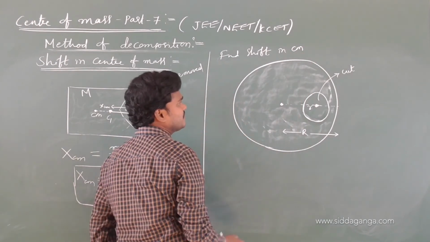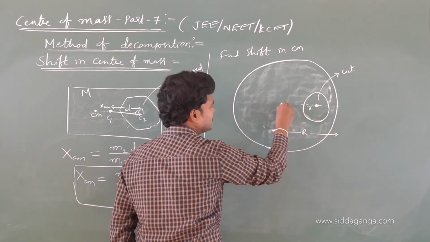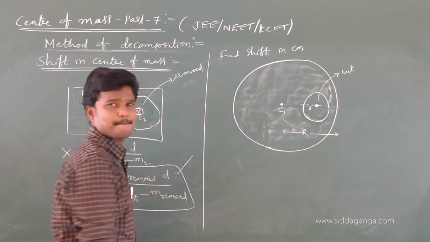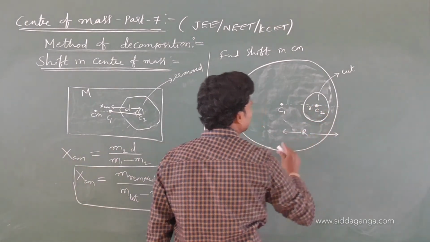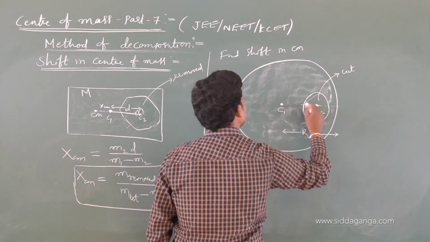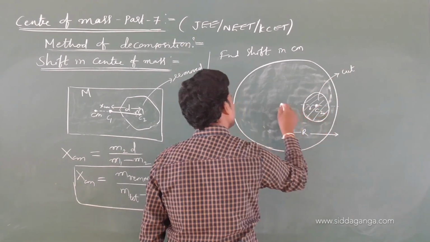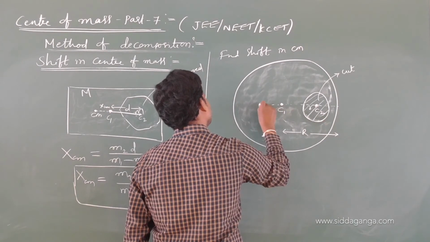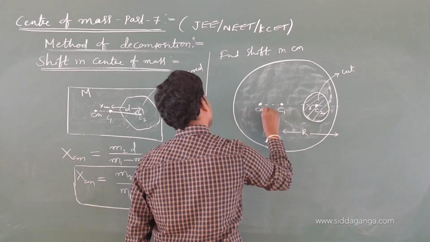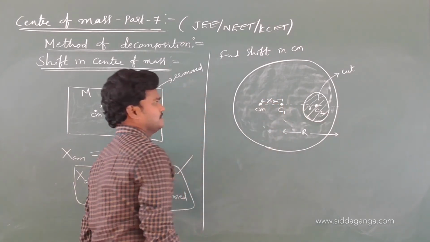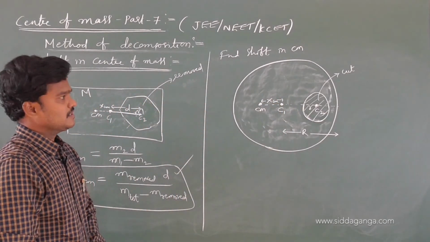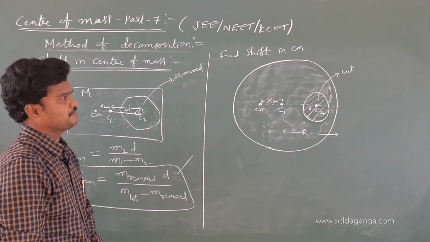See, the initial center of mass of the disc is C1. This is the initial center of mass, and the center of mass of this cut part is here. Once this part is cut, the center of mass will shift left. This is the shift in center of mass, XCM.